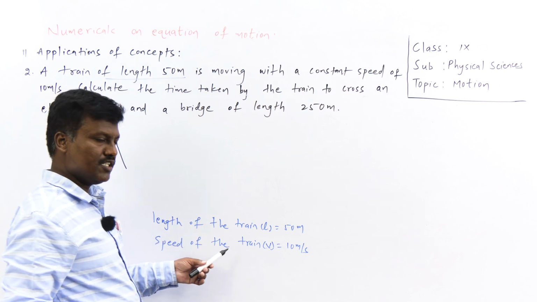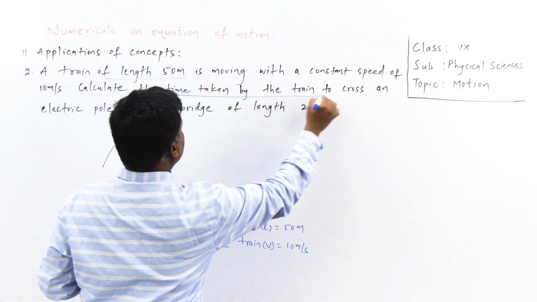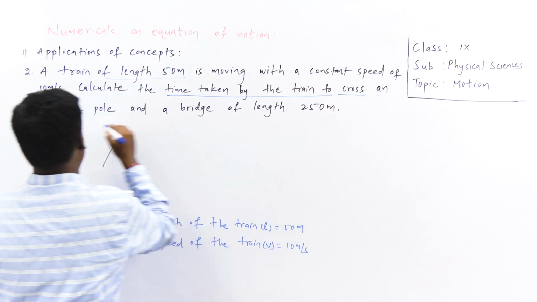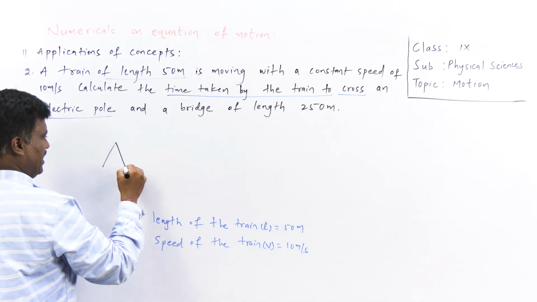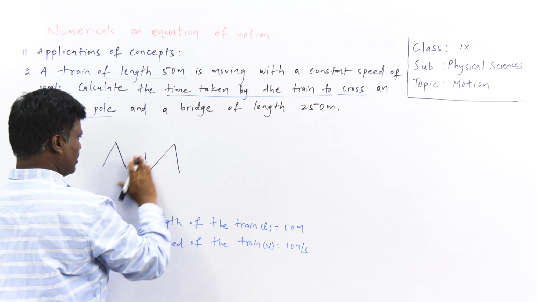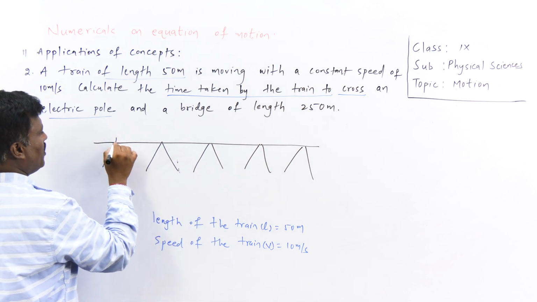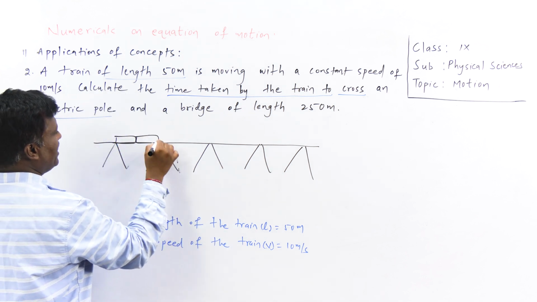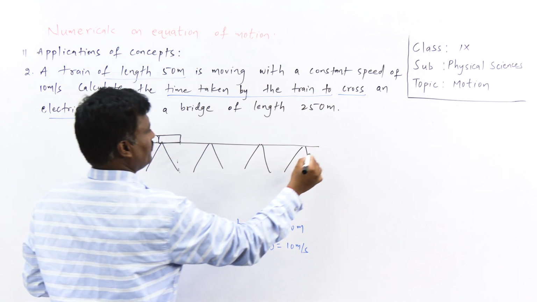So two things are given. The length of the train is given. The speed of the train is also given. Now we have to calculate the time taken by the train to cross an electric pole. Where is the electric pole? That is at the very end of the bridge. Just imagine this is a bridge we have. Now the train is passing over the bridge. Here it is, a train. This is a bridge.